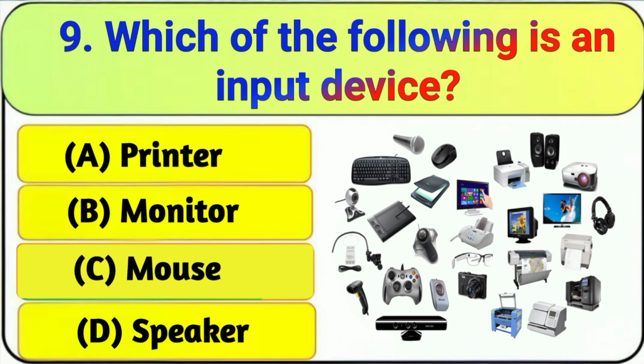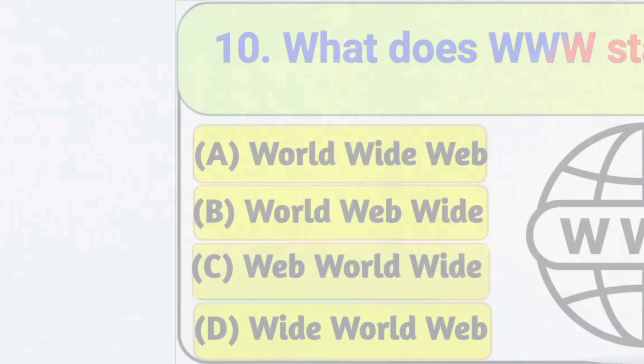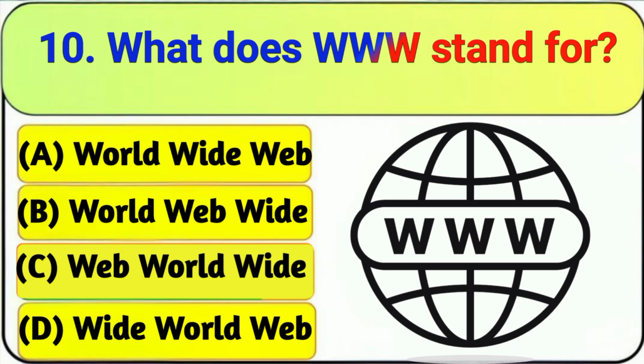Question number 9. Which of the following is an input device? A. Printer. B. Monitor. C. Mouse. D. Speaker. Your right answer is C. Mouse.